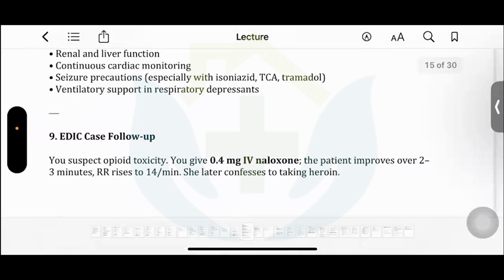So in this case, we suspect opioid toxicity. The patient was given 0.4 milligram IV naloxone. The patient improves over 2 to 3 minutes. Respiratory rate becomes normal. She later confesses to taking heroin.